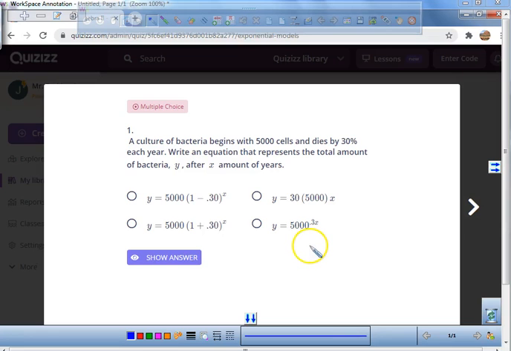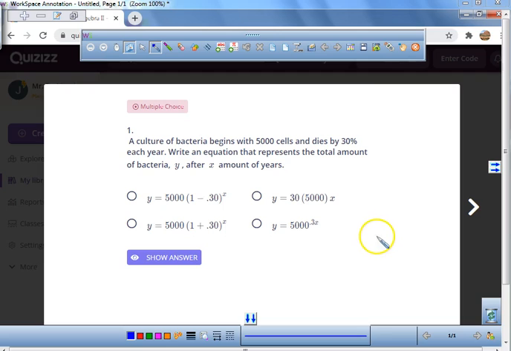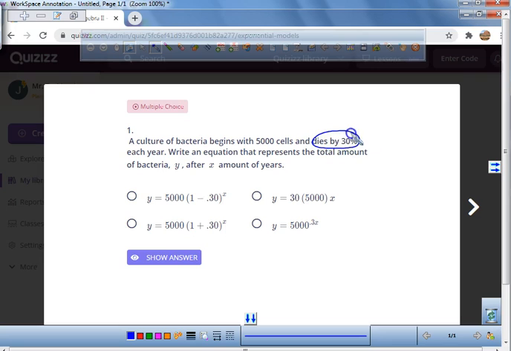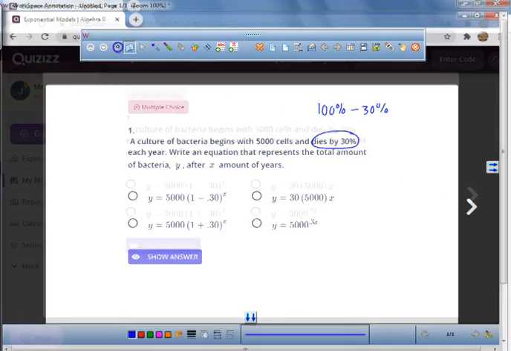All right, so what we're going to be doing is looking at a few of these problems from the exponential models test. I'm not going to do this problem because this is a little bit easy. Would you guys agree this is the easy one? Okay, so if it dies by 30%, what's happening? We're taking 100%, and what are we taking away? 30%, but I'm not going to tell you what percentage that is. All right, okay, so we're not going to do that one.